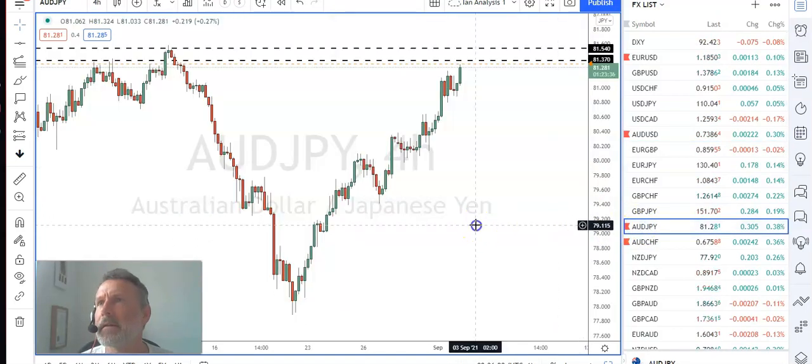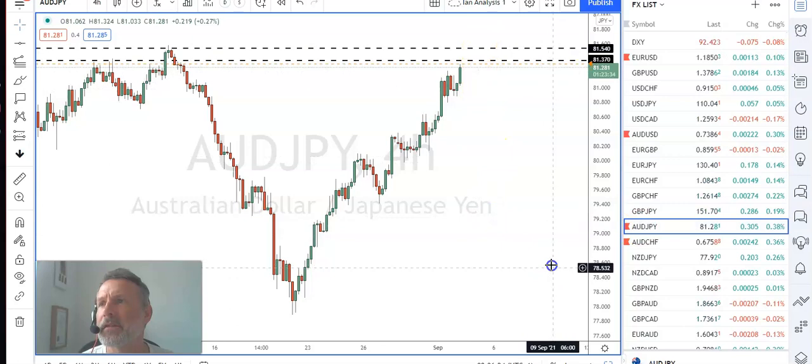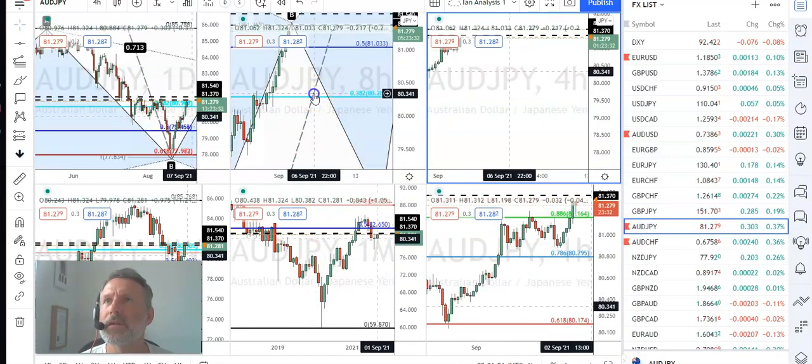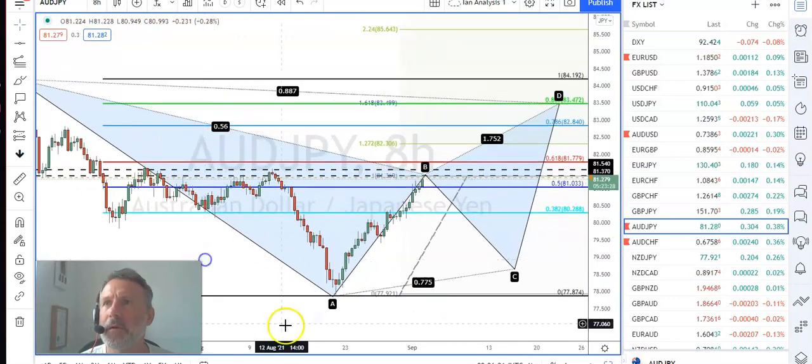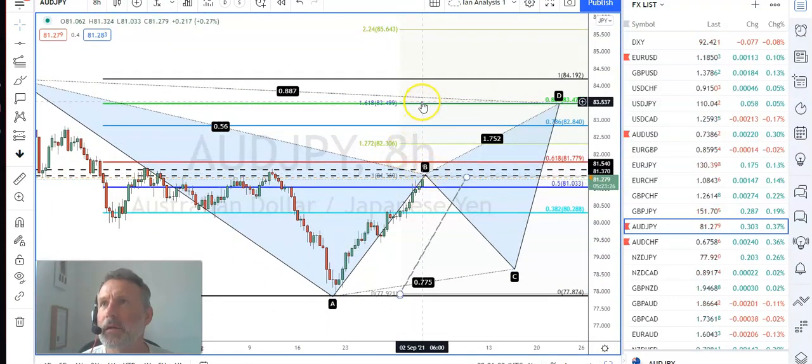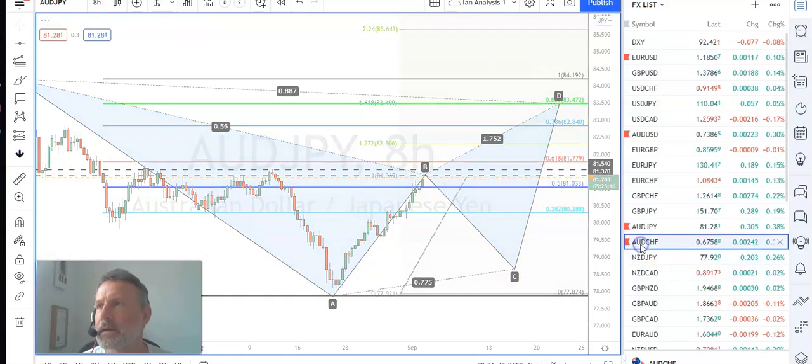Aussie yen, and here I've got my resistance levels. If I go to this chart, which is more important, the 8-hour chart, remember I'm looking for sim patterns, so we've got a perfect bat here, projecting it from this first resistance level, which is at 81.37. So again, looking for that BC leg to the downside.